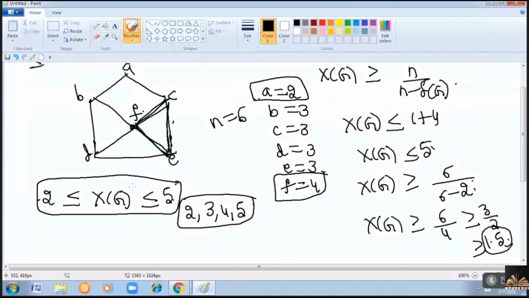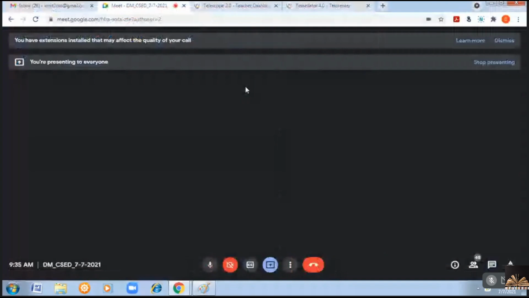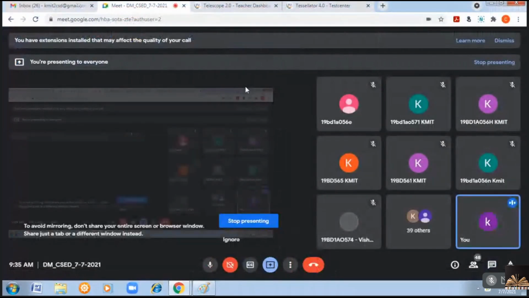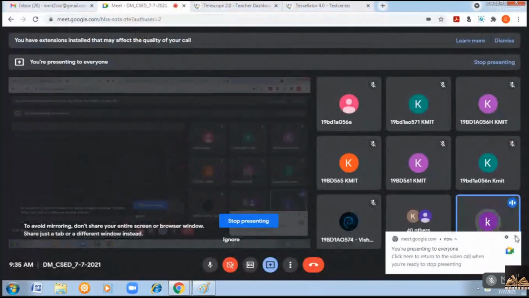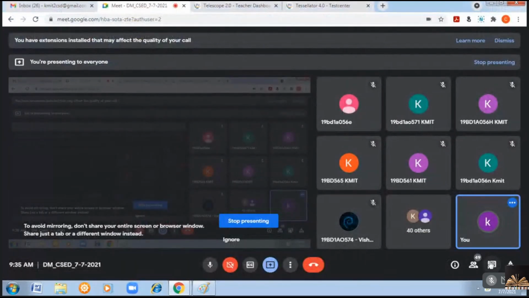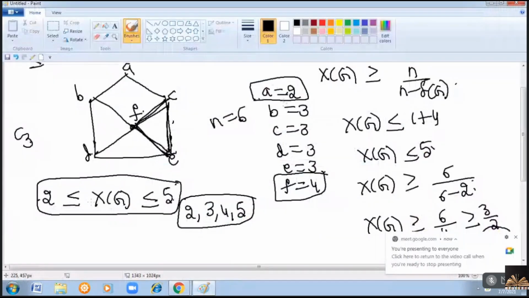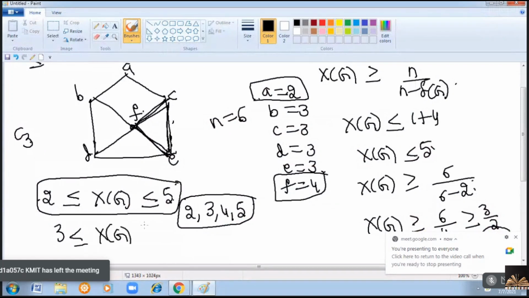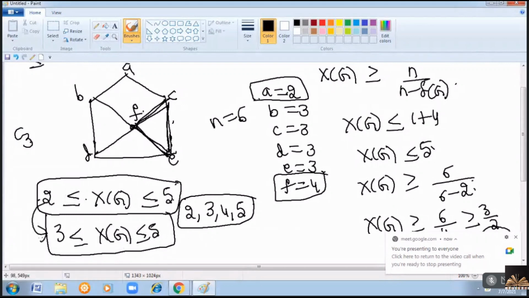Three. Why? Because triangle means it is a cycle graph 3. It is a cycle graph with 3 number of vertices, right? So for a cycle graph, you know that the chromatic number is 3, right? Therefore, whenever in a given graph you find a triangle, the minimum number is 3. Therefore, you can eliminate this number. Now, either 3 or 4 or 5 colors you require to color this graph.